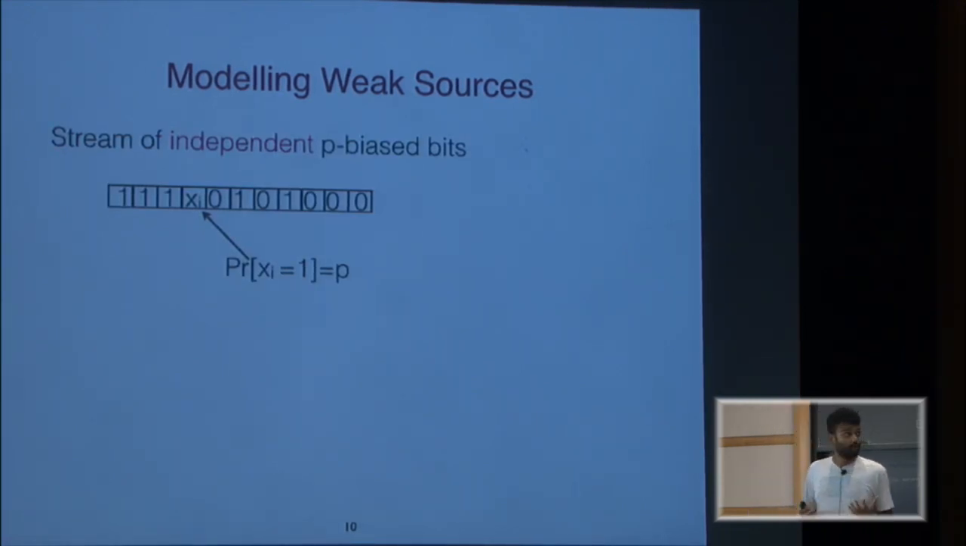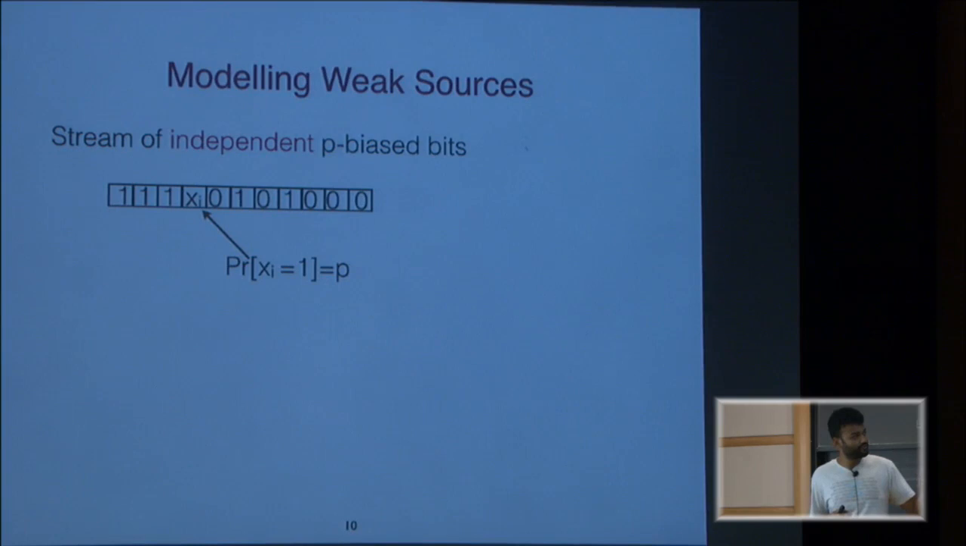So now we want to model weak sources. One initial model could be to look at a stream of independent bits where each bit is independent and takes 1 with probability p, 0 with probability 1 minus p. But you do not know what p is, right? So from this stream, you want to output uniform bits.